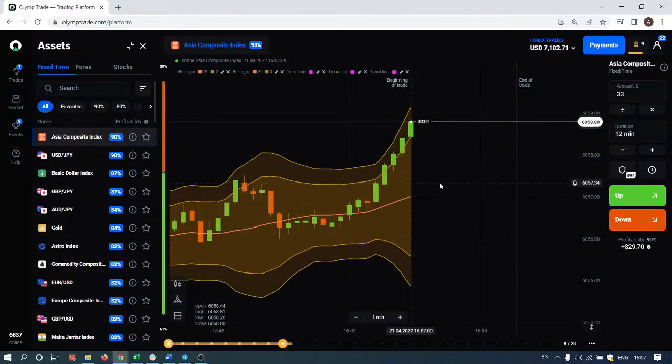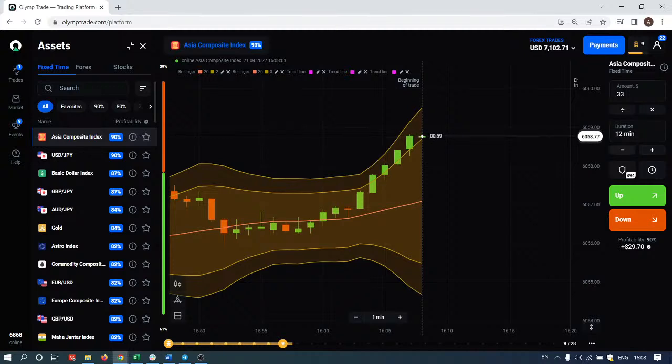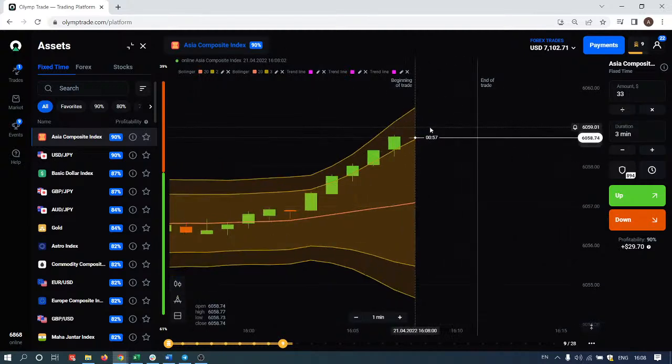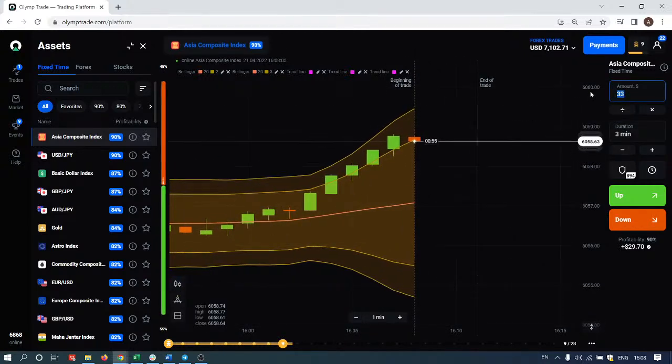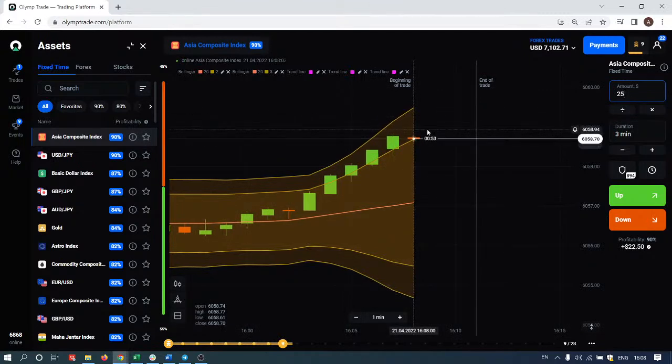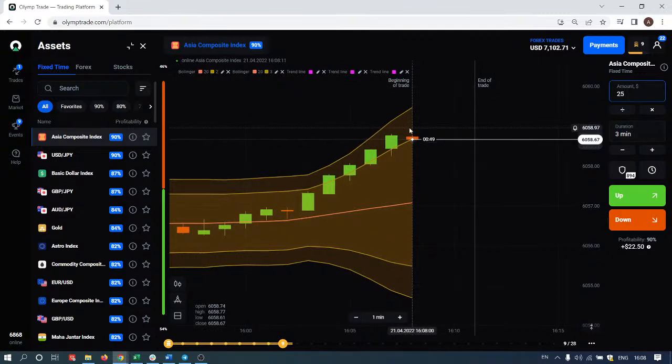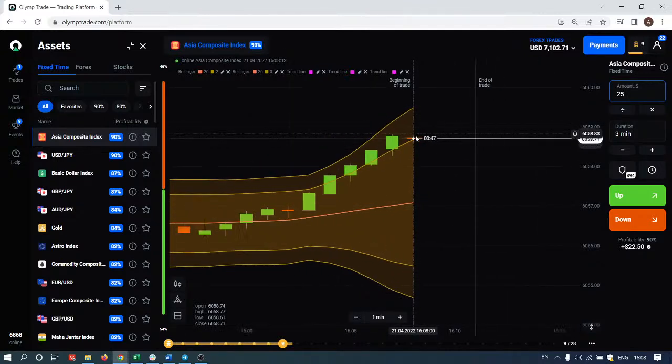All right, guys, let us switch to our default trading time, which is the 1 minute time frame, and the duration of trades is 1 minute. And let's start opening trades.